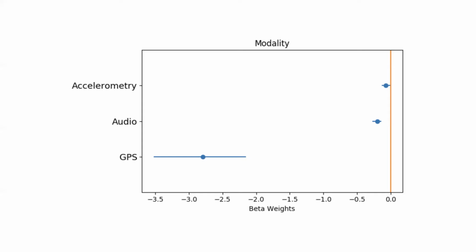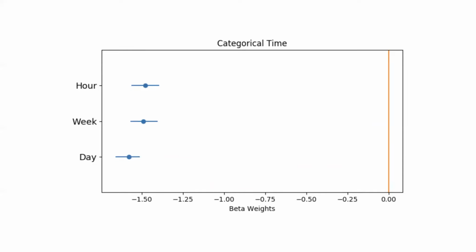We also looked at time, and here we did this in two different ways. The most straightforward way is just to look at continuous time and ask how many seconds there were between the correct option and the distractor options.